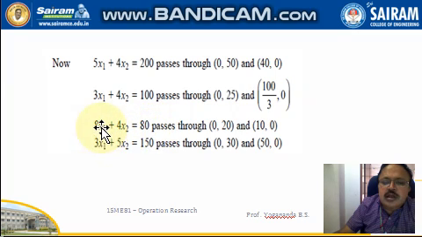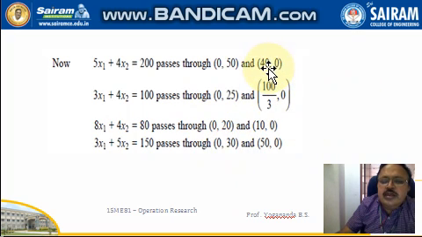If you take the third equation, if you make x1 0, x2 becomes 20. If you take x2 0, x1 becomes 10. Then in the fourth equation, if you make x1 0, x2 becomes 30. If you make x2 0, x1 becomes 50. So four different lines will be drawn.